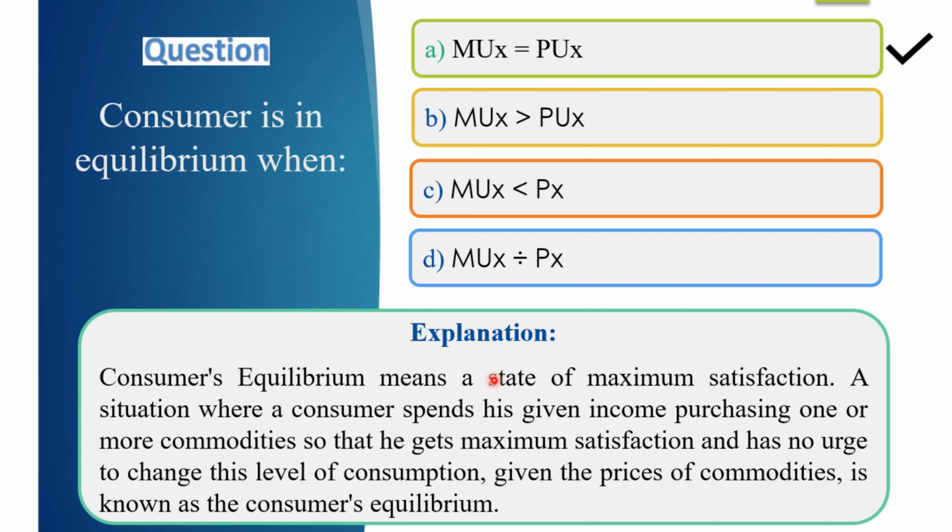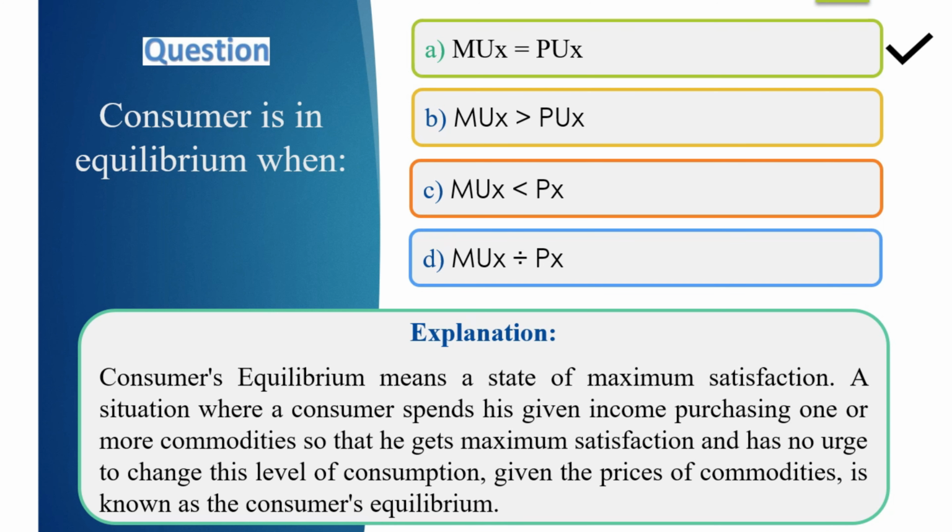Consumer's equilibrium means a state of maximum satisfaction, a situation where a consumer spends his given income purchasing one or more commodities so that he gets maximum satisfaction and has no urge to change. This level of consumption given the price of commodities is known as consumer's equilibrium.